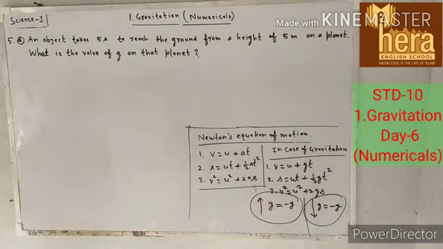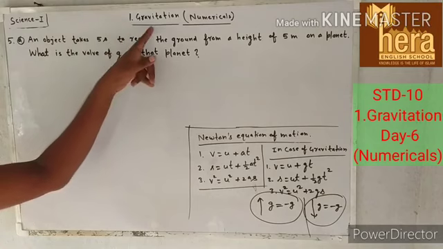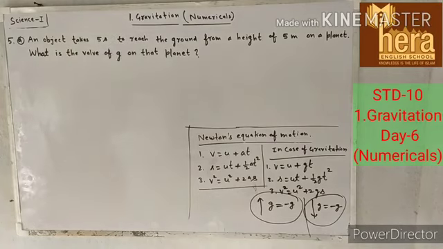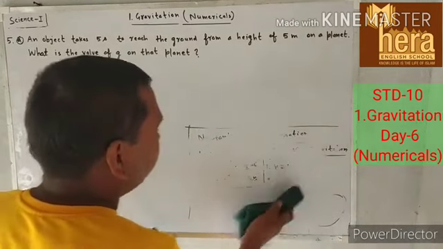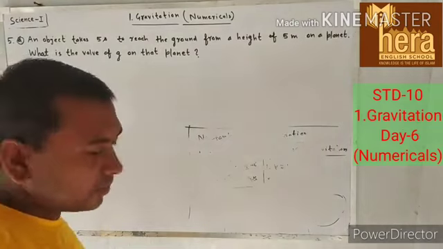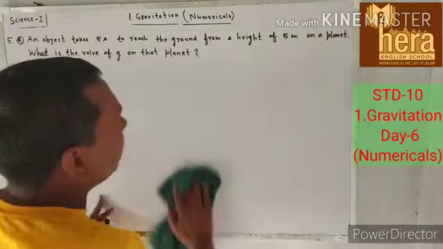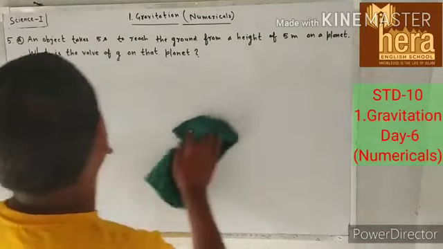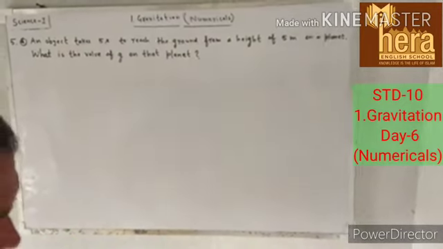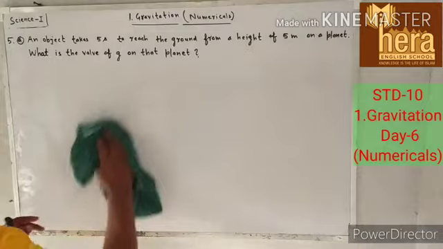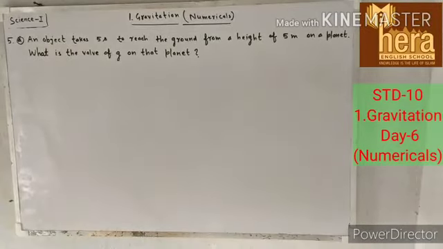So your first numerical, 5A of chapter number 1, that is gravitation. First of all, read the questions and try to make the diagram. If possible, try to make the diagram. If you make the diagram, it will be 50% easier. Okay? So 5A.